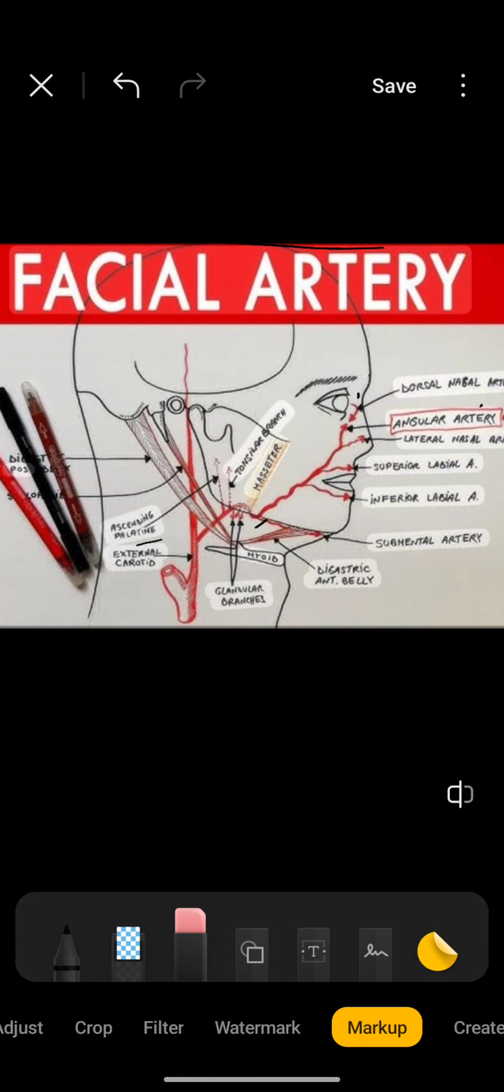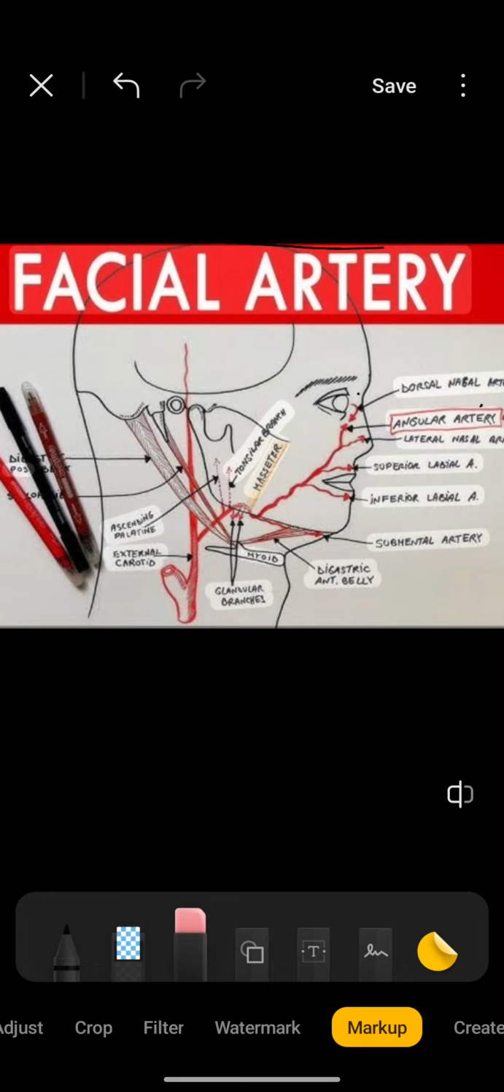It has two parts, cervical part and facial part. The cervical part ascends deep to the digastric muscle, deep to the digastric and stylohyoid muscle. As mentioned in the diagram, digastric muscle and stylohyoid muscle, deep to this digastric and stylohyoid muscle the first part, the cervical part, will go.